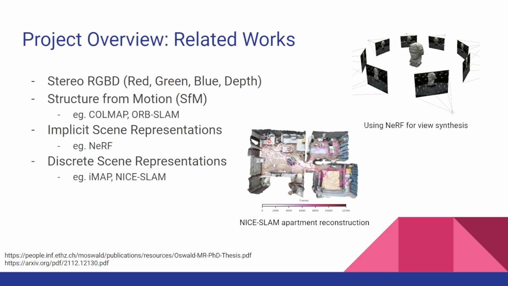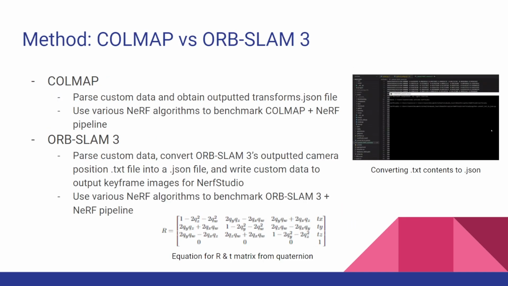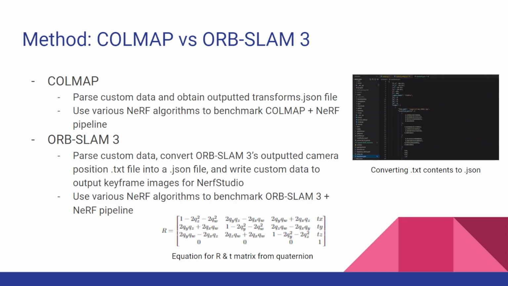not memory efficient. We obtained COLMAP data by using an RGBD camera and running COLMAP. COLMAP then outputted a file containing the camera's intrinsic calibration matrix and each image's transformation matrix. This file could then be passed into NeRF Studio.